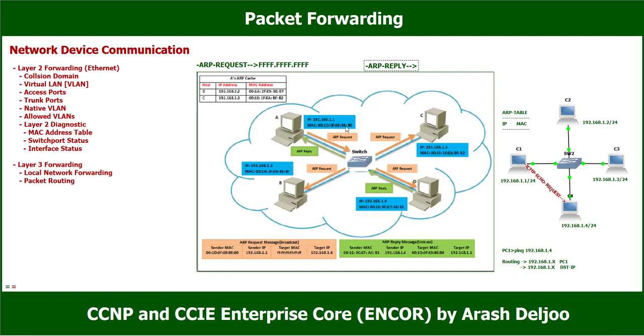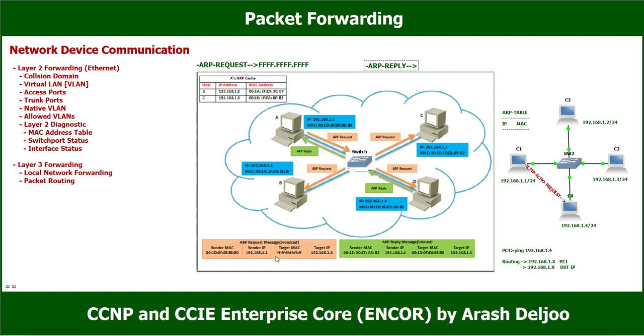MAC address is trying to find the MAC address of computer D. This is computer D and this is computer A. Computer A sent the ARP request. As you can see, the ARP request is a broadcast frame. Because of that, the switch should flood it to computer B, computer C, and computer D.